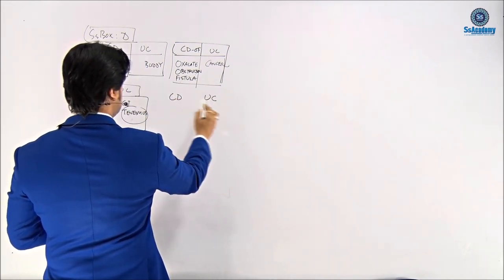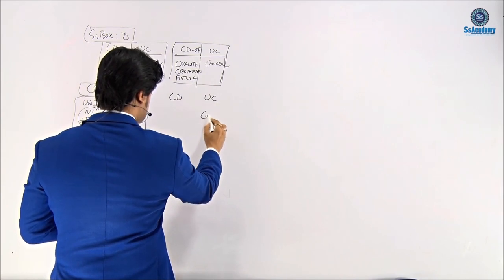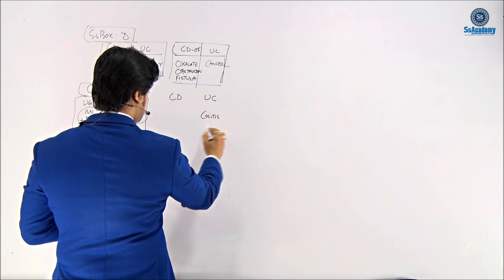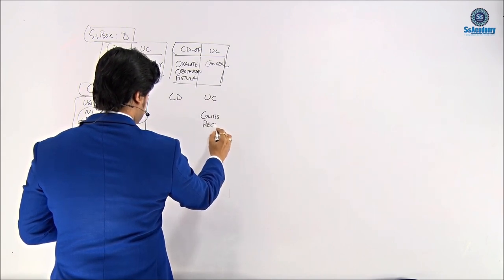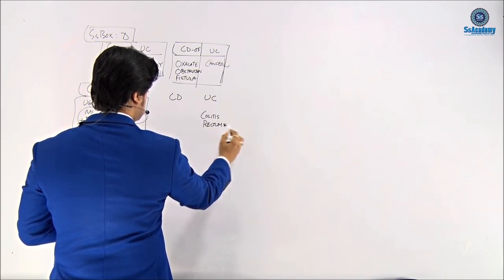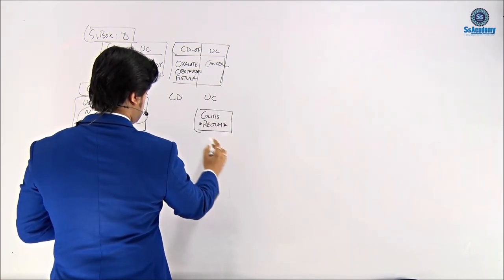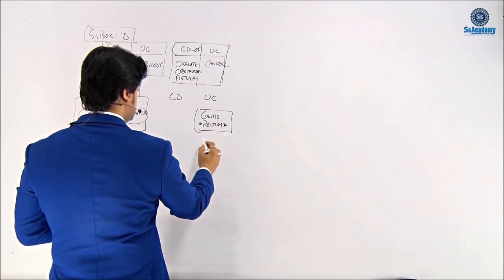Ulcerative colitis is a colitis. They say that this is colitis. So colitis starts with the rectum, all right? Rectum is the most common site, going from down to up, all right? And it never goes beyond the ileocecal valve.